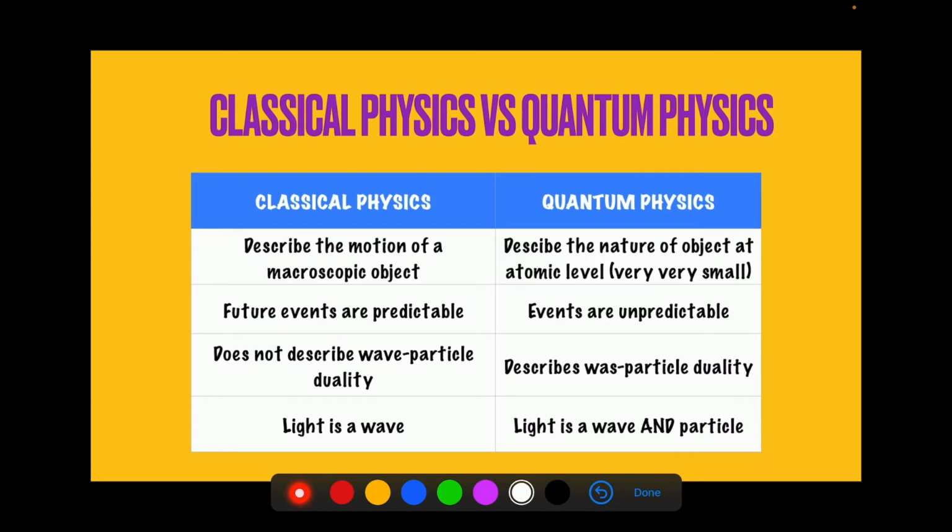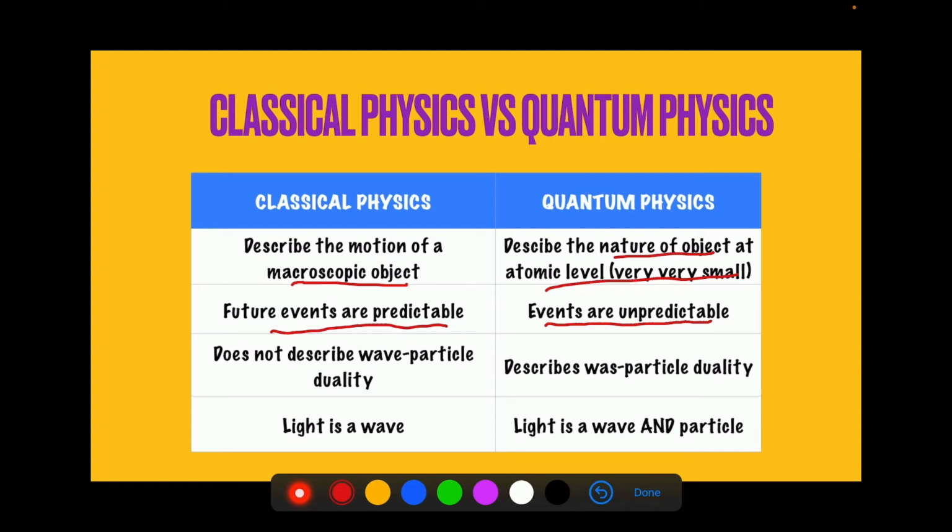From this table, we can get some ideas on the comparison between classical and quantum physics. In classical physics, it describes the motion of a macroscopic object. Macro means very big object. So things that we can see, we can measure. But in quantum physics, it will describe the nature of objects at atomic level. Very, very small things. And in classical physics, future events are predictable. Things are certain. But in quantum physics, events are unpredictable and we will involve a lot of probabilities.